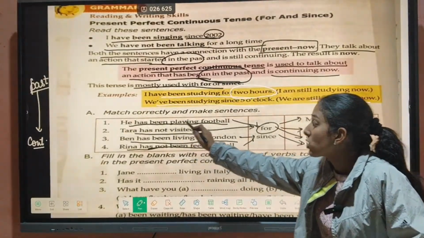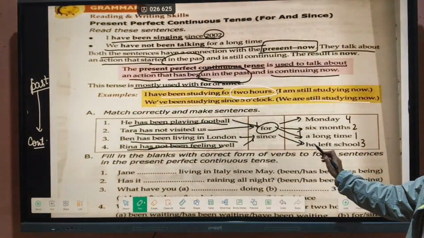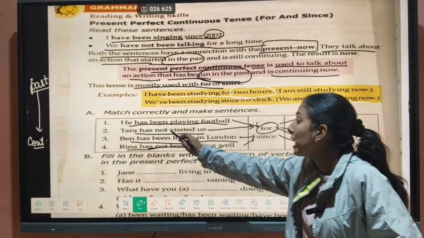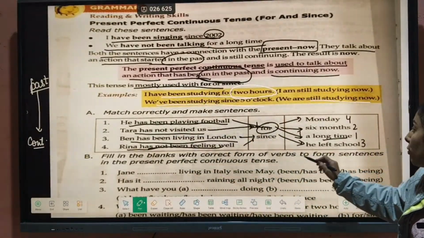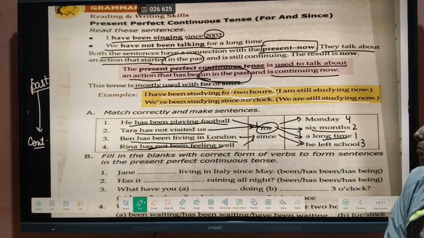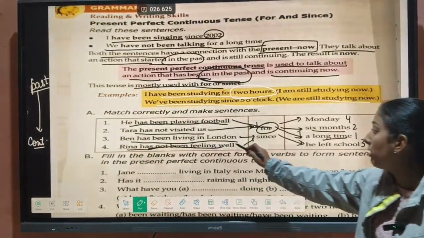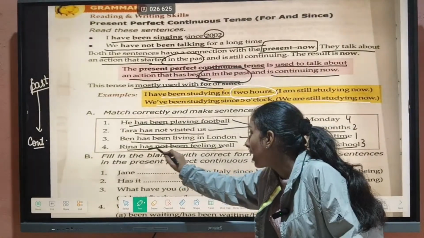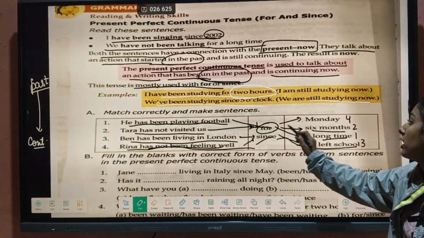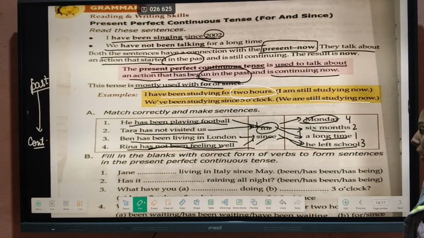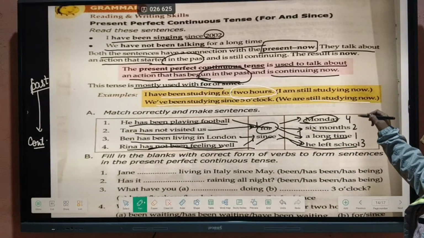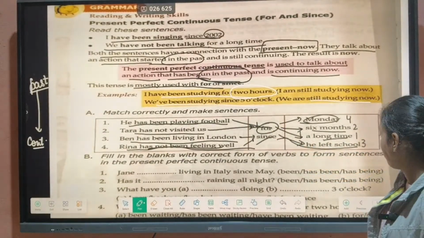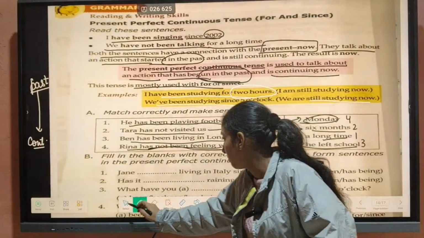So, he has been playing football for a long time. You'll match it like this. Tara has not visited us for 6 months. Ben has been living in London since he left the school. Reena has not been feeling well since Monday. Like that you have to match it. Okay, you can put numbering like this 4, 2, 1, 3 and match it. Clear? Next, beta.